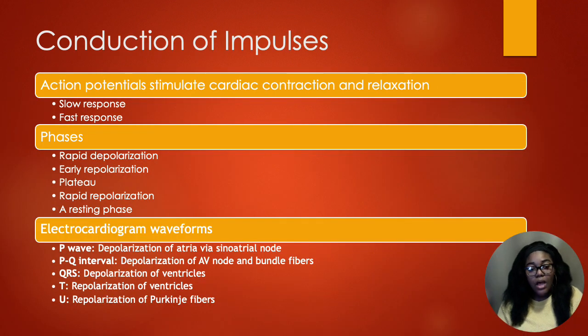So here we'll talk a little bit about impulses. The heart runs on an electric system. And this is dealing with action potentials that stimulate that contraction and relaxation in the heart. So we have different phases. We have depolarization, repolarization, we have the plateau, we have rapid repolarization and a resting phase.